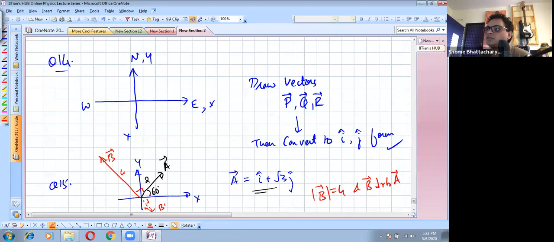You can either construct these two vectors using the angle. This whole angle will become 90 plus 60, or 150, and the magnitude is 4. So write it in component form and check the options, or you can go reverse. You can fit the options in this and see whether it satisfies this one or this one, and accordingly which options are correct.